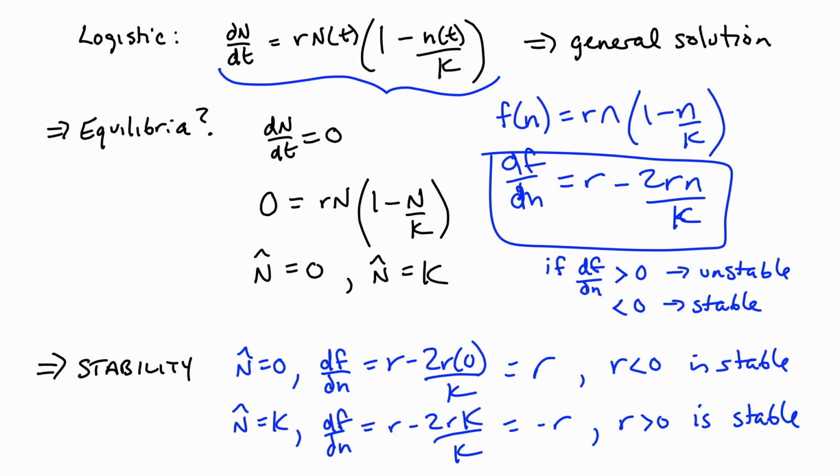So for any kind of differential equation model, those are the 3 steps, or the 3 kinds of analysis you might want to do. You might want to find a general solution, you might want to find where the equilibria are, and whether they're stable. And if you're lucky, it'll be relatively straightforward to do, like it was here.